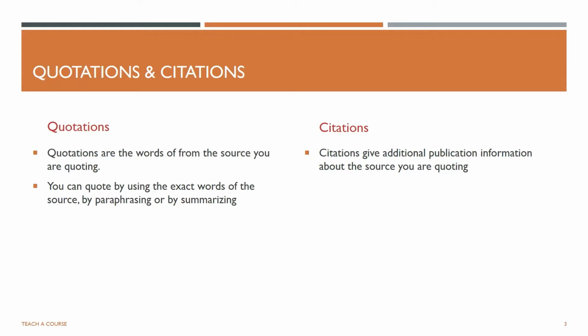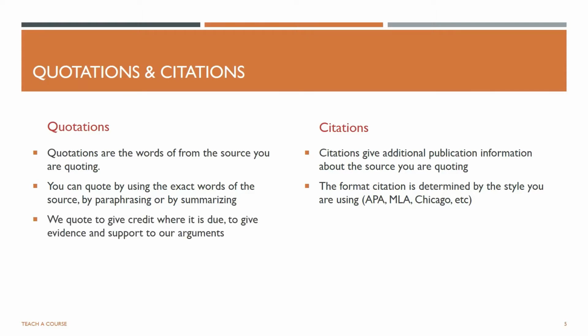Quotations are done in three ways. One is by using the exact words of the source, which is the direct quote. The other is by paraphrasing the words of the source or by summarizing what the person has said. Citations, on the other hand, are determined by the style which you are using. So in this case, we are using APA, and we are specifically using APA 6th edition. There is a 7th edition, which is more recent, and we have not yet officially moved to 7th edition.